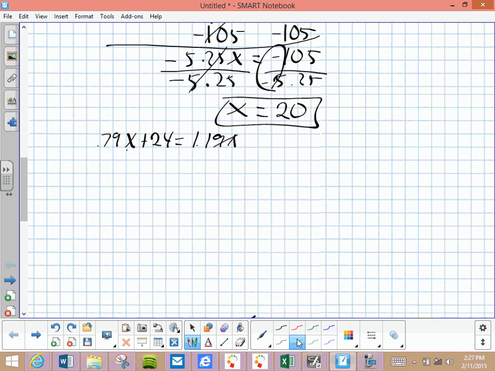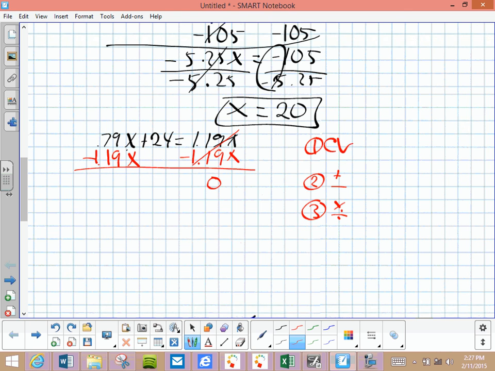Let me do it again. So we know we have to combine variables, right? And then we have to add or subtract something, and then we multiply or divide something, right? So we first have to subtract this to combine the variables. And this just goes away. And when it goes away, what does it give me? It gives me 0, right?